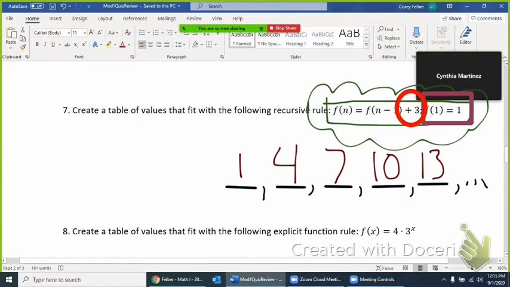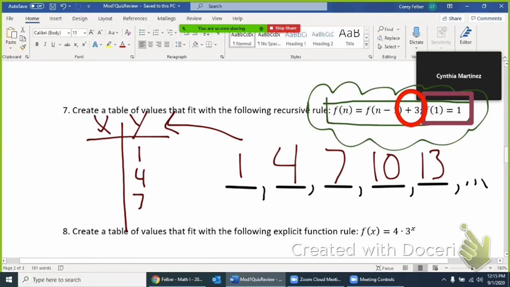Now let me show you how you would put those numbers into a table. Remember, the numbers in the list, those are the Y's. So those are going to be the ones that go on the right side. Those are the outputs. And then the ones on the left are kind of easy. They always go by 1s. This was the first number of our list. This was the second. This was the third. This was the fourth. This was the fifth.